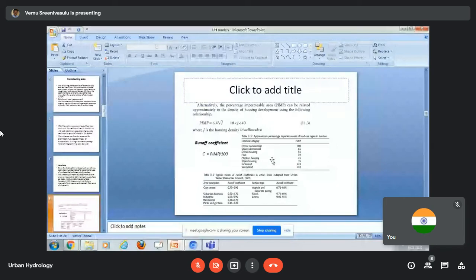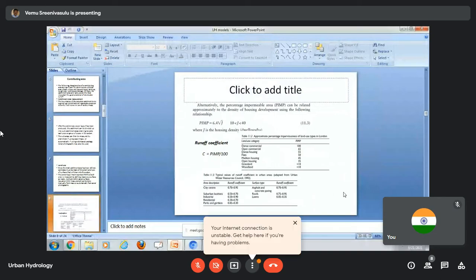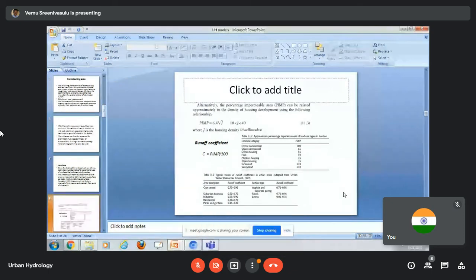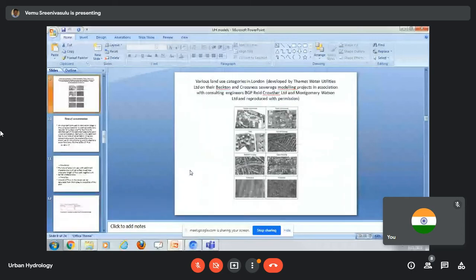If it is a dense commercial area, PIMP is 100. Open commercial 65, dense housing 55, flats 50, medium housing 45, open housing 35. If it is grassland, less than 10, woodland less than 10. So this can also be used in case you do not have this data, right? So this is what dense housing and flats look like. So these are some of the figures, right?